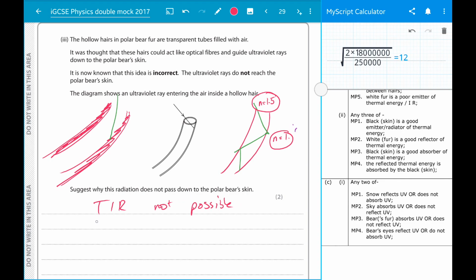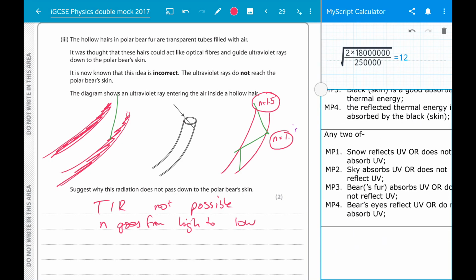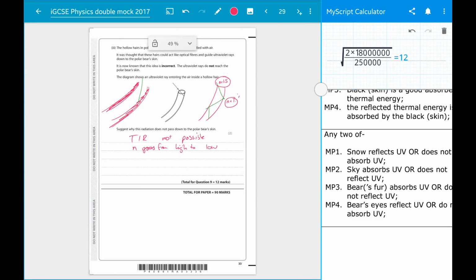because it only works when n goes from high to low, and that's not the case here. It's happening in another way. So the more detail is in the mark scheme. I'm going to leave that for you, and I think that's the last question.